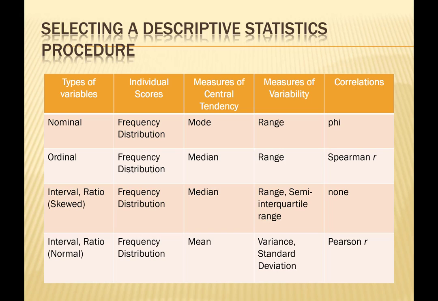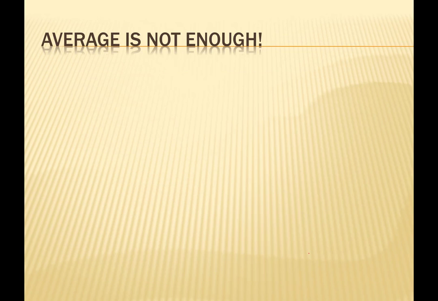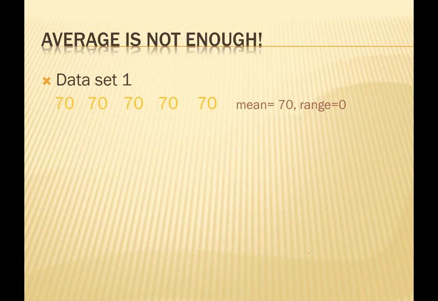According to this table, we see that there are three different ways that we measure variability. There's the range, that's used for nominal, ordinal, and sometimes interval and ratio data that's skewed, or semi-interquartile range as a measure of variability for skewed data, and then finally variance or standard deviation for normally distributed numerical data. So I would argue that average is not enough in fully describing a set of numbers.